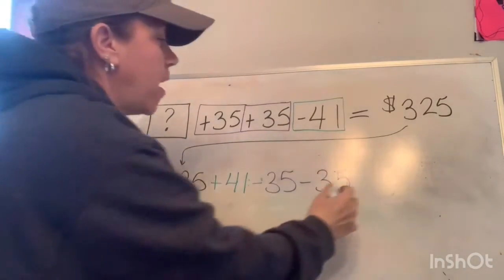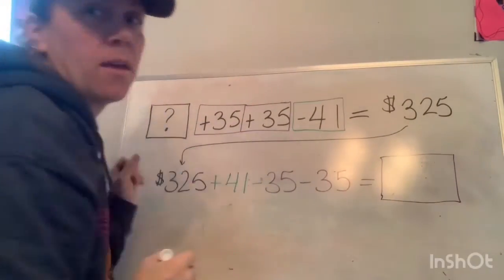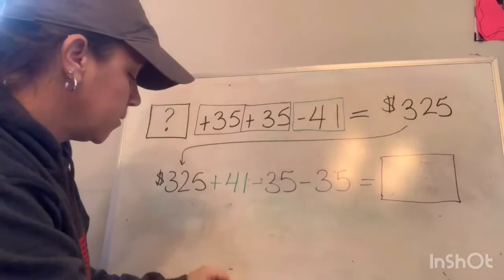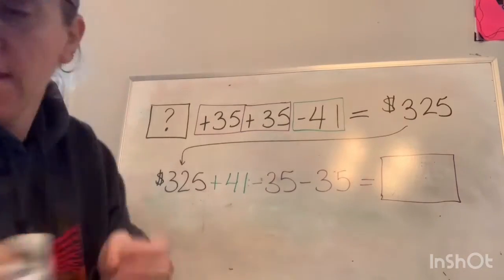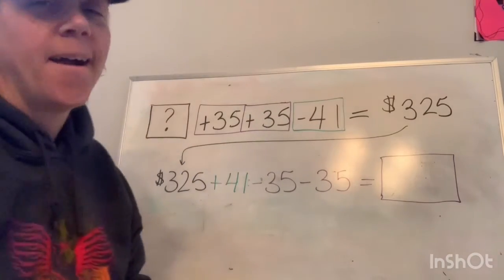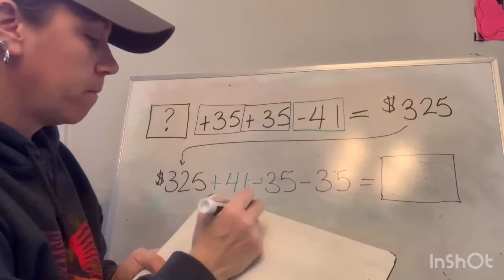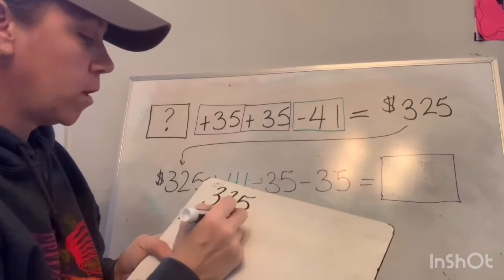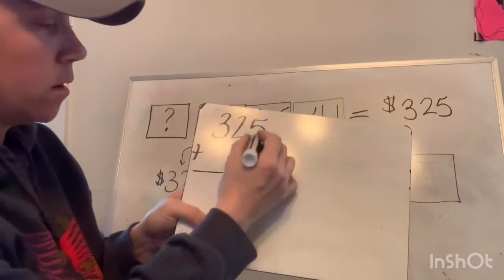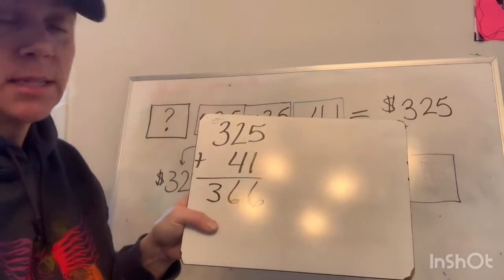And if I do that, I will come up with the answer that I need to match what he began with, okay? So I'm going to take my other whiteboard because I'm running out of room. Ready? 325 plus 41. So I'm doing this problem right here. 325 plus 41. 5 plus 1, 4 plus 2, 3 plus 0, 366.